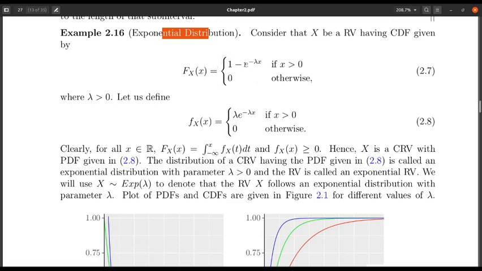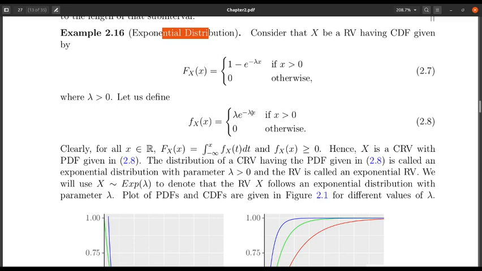a cumulative distribution function. And in this case, if you take small f to be this function, it is clear that if you take the integration of this function up to the point x, it will turn out to be this capital F. So this random variable is a continuous random variable having this PDF, and this random variable and these distributions are called the exponential random variables and exponential distributions.